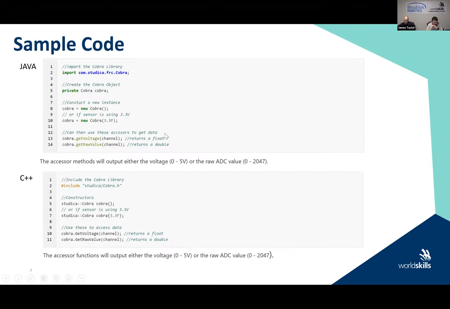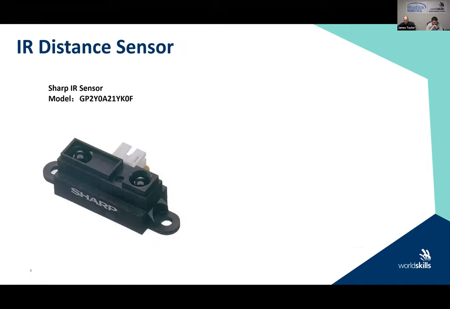All right. Okay. So the sample code is there as well. All right, we're going to talk about the IR distance sensor right now that's included in the collection. This is a Sharp IR distance sensor. There's multiple versions, so the product number is there. Each one can work a little bit different, and each one has a different range that you can work through when you're going to go through.